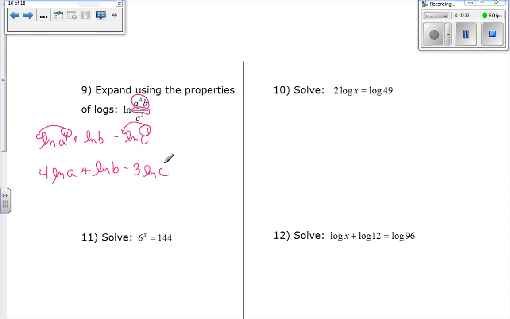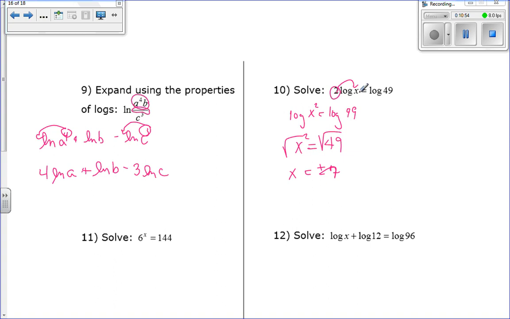For number 10, we need to solve it. Well, I have a coefficient out here, so I have to put that up in the exponent. So I have the log of x squared equals the log of 49. Now remember, when I have two logs equal to each other, I can set the arguments equal to each other. So it's x squared equals 49. Take the square root of both sides. x equals plus or minus 7.